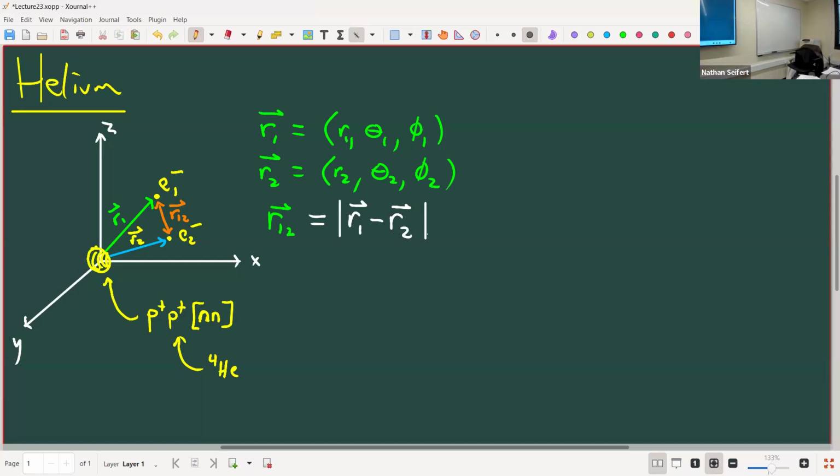Okay, so essentially this is a 6-coordinate problem, 6 different coordinates, but we also have this additional relative coordinate that we're using to track the electrons. But it's dependent on the others. So this is a 6-dimensional problem.